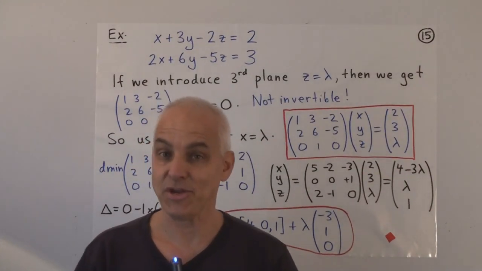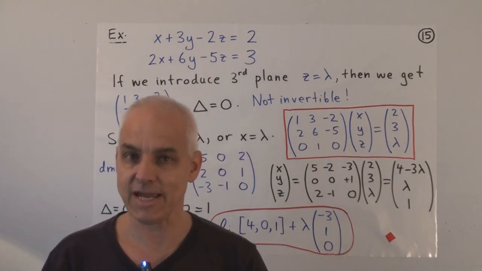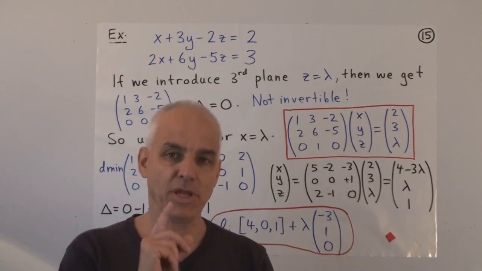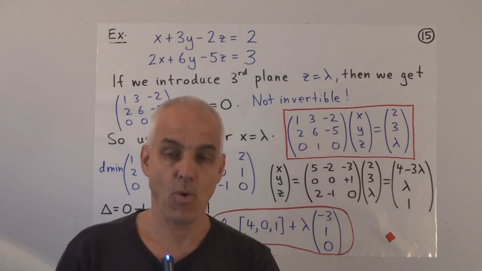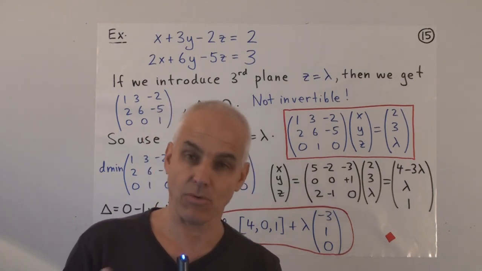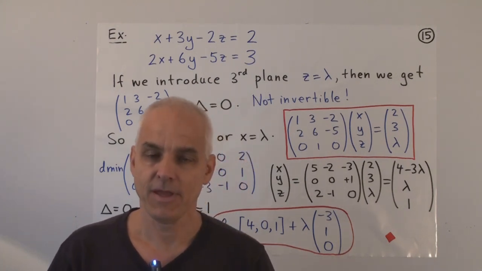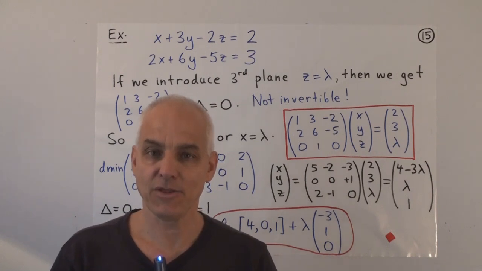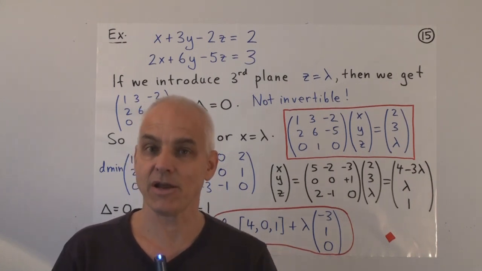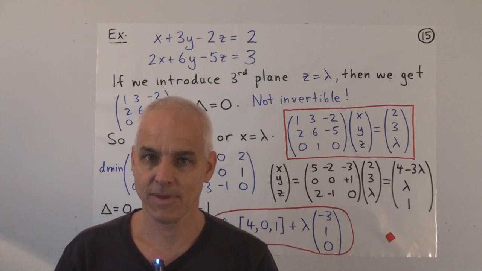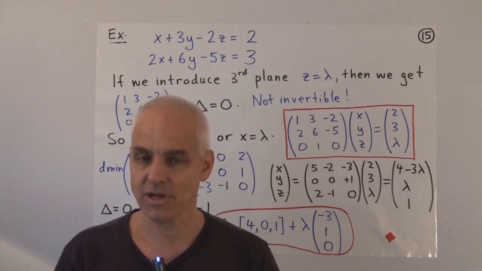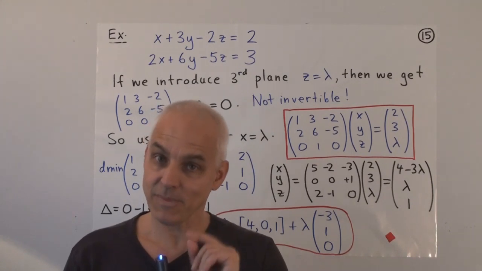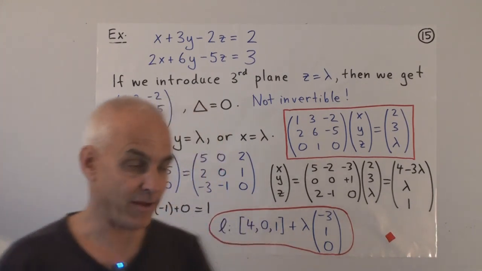A natural question that you may have on that previous example is, why did we introduce the third plane in the form z equals lambda? Why not x equals lambda or y equals lambda? In fact, we could have done either of those two and we would have still gotten a correct answer. So usually it doesn't matter which we choose, but sometimes it does matter. Let's have a look at an example like that.